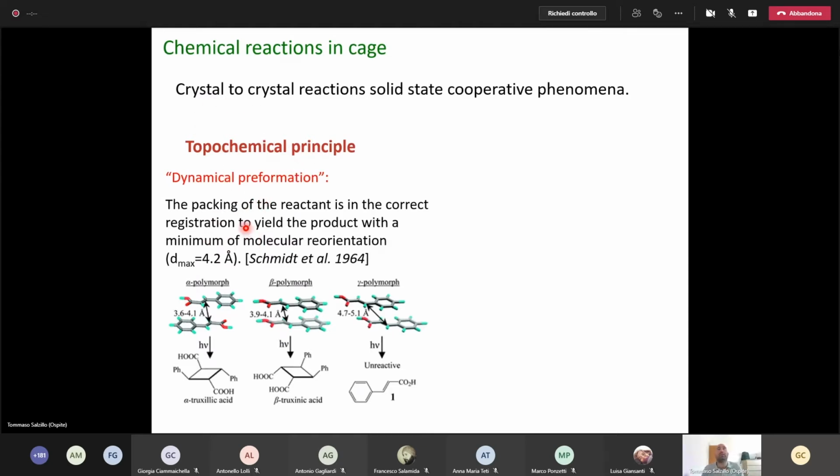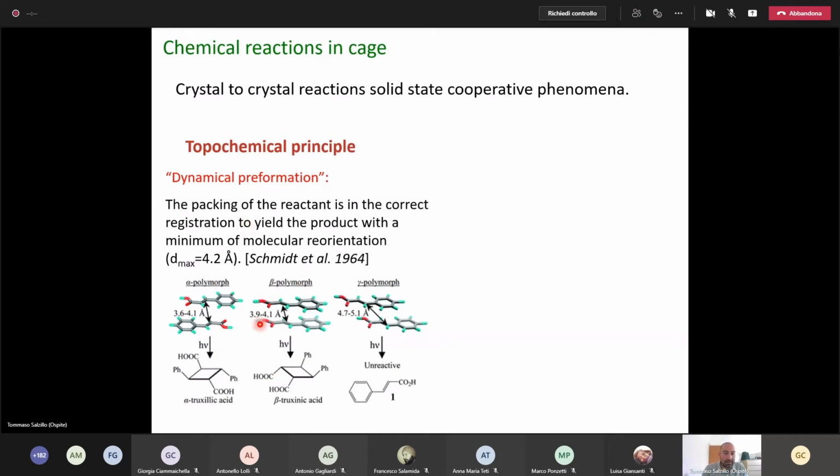The topochemical principle means that from experimental data, this professor realized that not all chemical structures can allow the photoreaction or the thermal reaction, but you need to match some specific criteria. And these criteria are two. The first criterion is that the molecule should be well oriented in the crystal lattice and available for the reaction. And the second criterion is that the reaction site should be no longer than 4.2 angstrom.